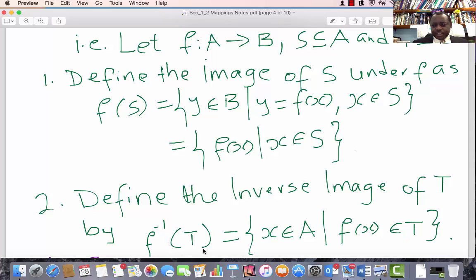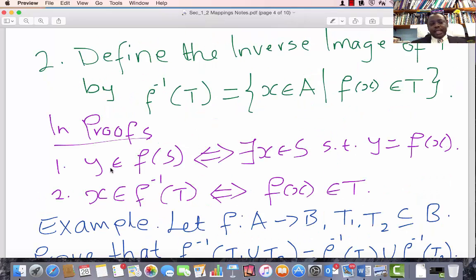Watch this very carefully. It's actually a very beautiful definition. You can prove with this a lot easier than dealing with the image. That is the beauty of the inverse image. So f inverse of T equals the set of all x in A such that f of x is an element in T. Now let's see how we can apply these in proofs very quickly. For the first one, the image, we've done that already, but repetition is the mother of learning. So y, an element of f of S, if and only if there exists an x in S such that y equals f of x.